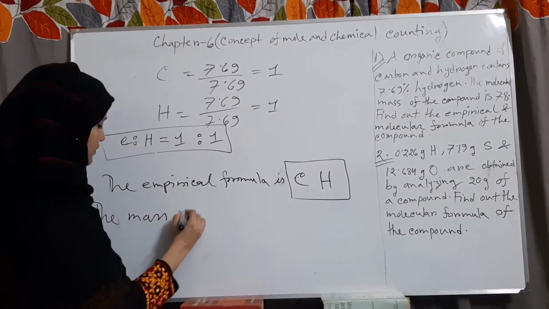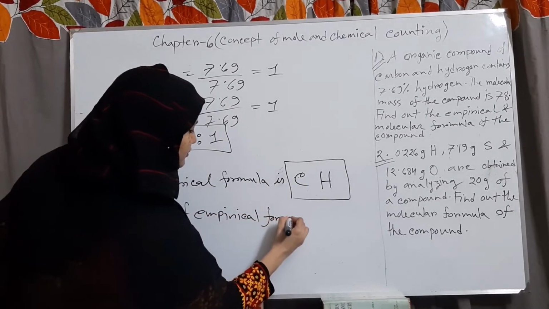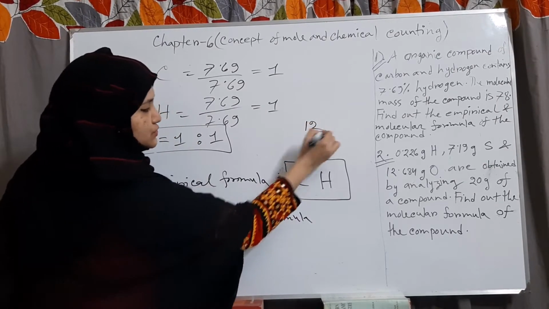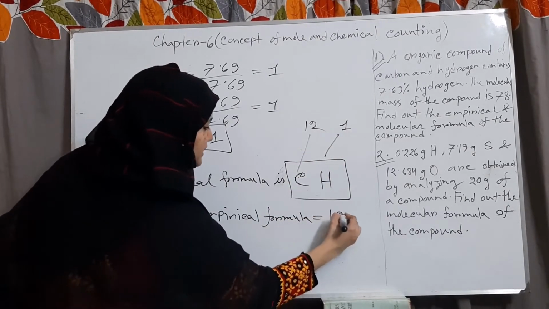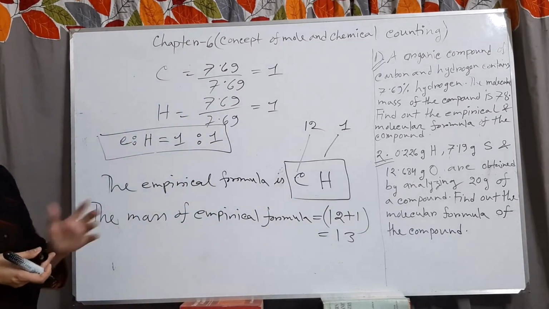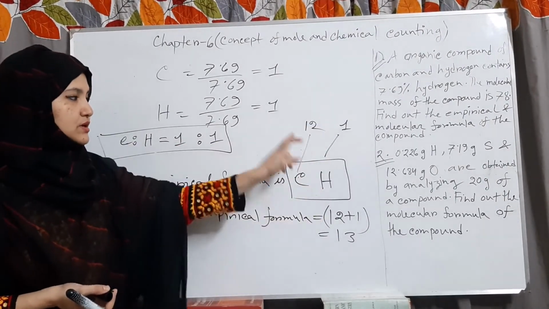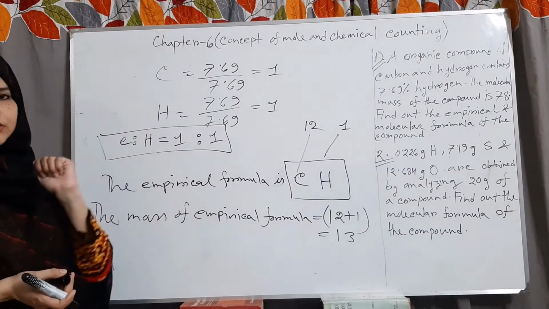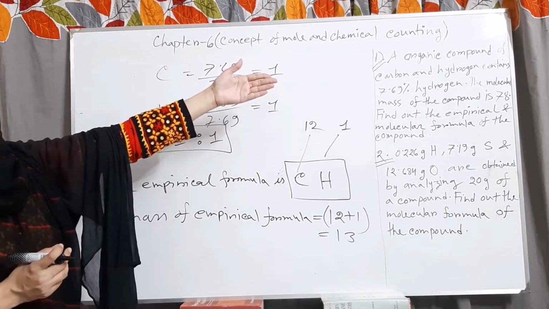The mass of the empirical formula. Students, the atomic mass of carbon is 12, hydrogen is 1. So the mass of the empirical formula will be 12 plus 1, which is 13. Very easy. The atomic mass of carbon is 12, hydrogen is 1, 12 plus 1 is equal to 13. This is the mass of the empirical formula of that compound.